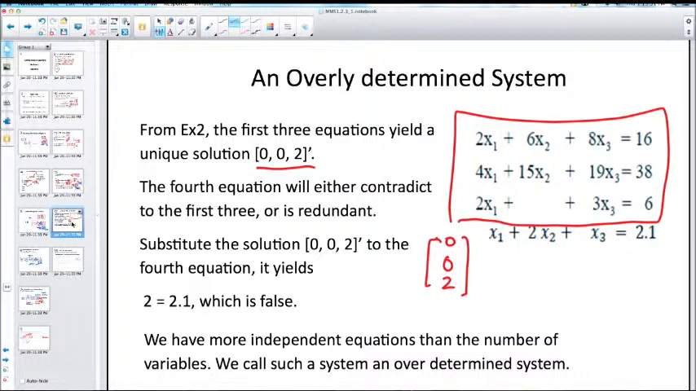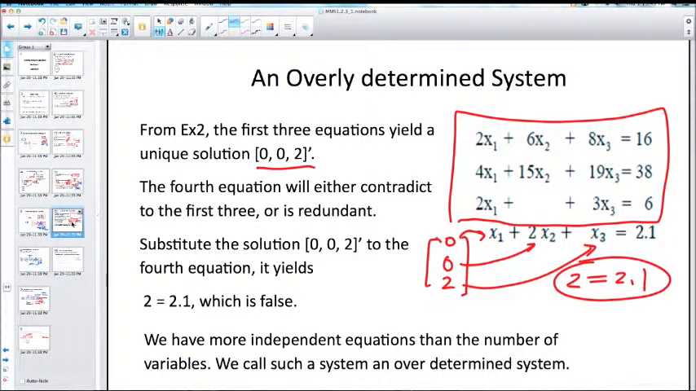Now, if you plug 0, 0, 2 into the 4th equation, you find the trouble. The left hand is 2, the right hand is 2.1. That's a contradiction. 2 never equals 2.1, no matter what x, y, z you get. So theoretically, we say no solution. You're done.